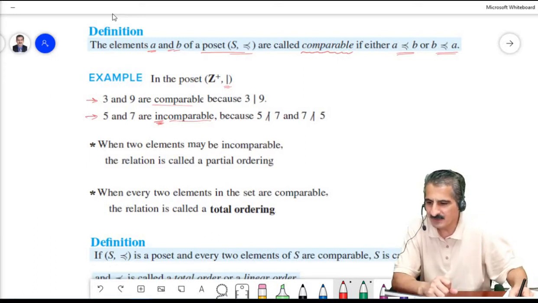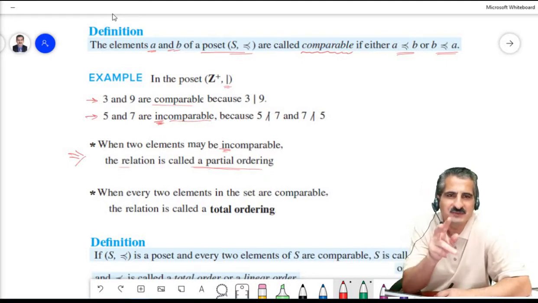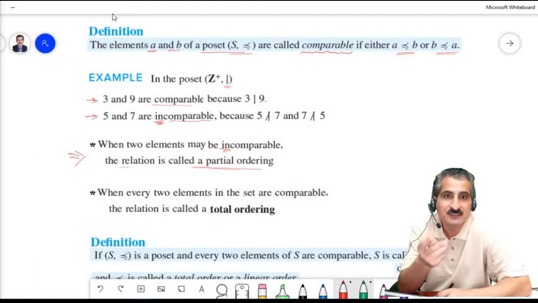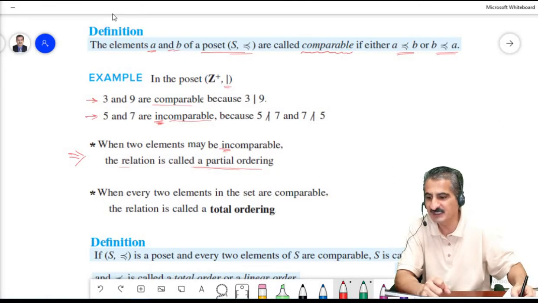Now, two elements may be incomparable. When two elements may be incomparable, then the relation is called a partial ordering. This is a rephrasing of what I emphasized. If we find two elements that cannot be compared, they are incomparable, then we say this is a partial order. Two elements that are not comparable are enough to say the relation is a partial order, which means there are some elements that are incomparable.